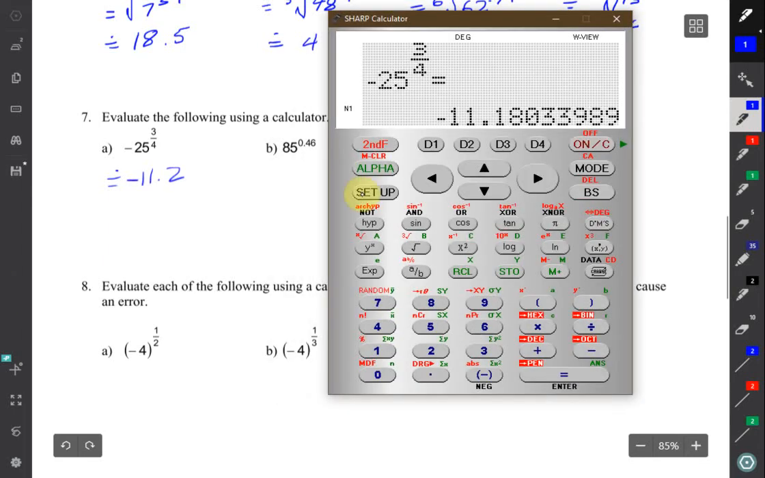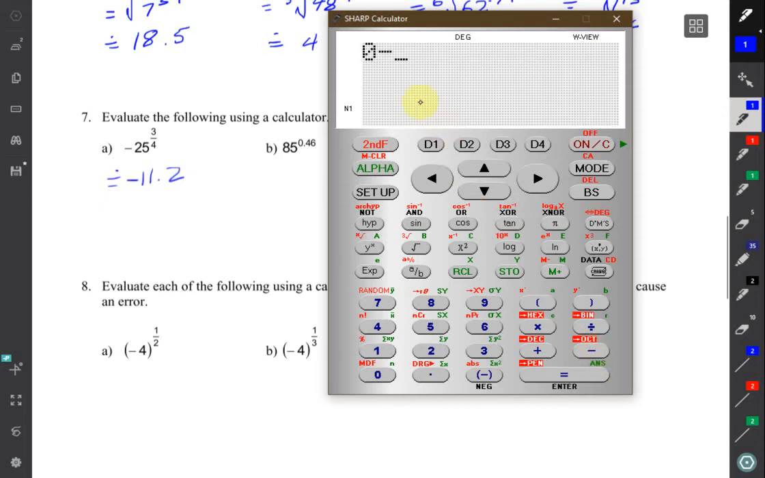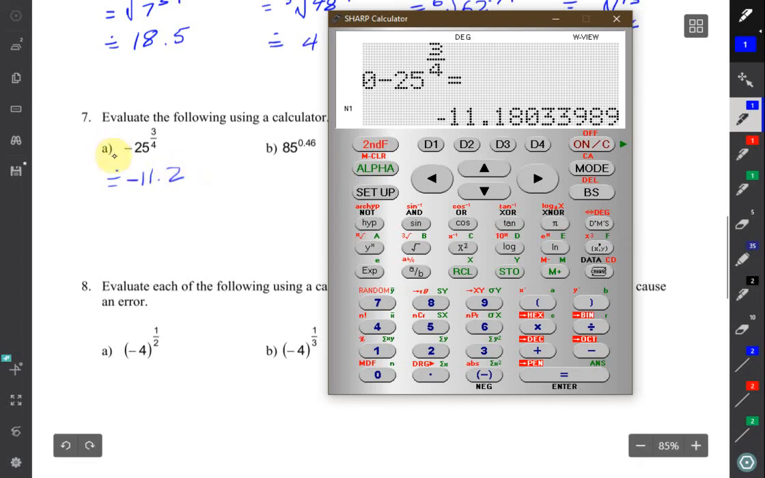you will need to do this a little bit differently. If your calculator is grouping this minus with that 25, you'll have to either take into account that minus or use the other minus button here. So you could go minus, and notice it puts 0 minus like it's a subtraction, 25 to the exponent 3 over 4. And this will also give you the right answer of minus 11.2. Or like I said, you can simply do 25 to the 3/4 and then know that there's a minus in front because there's no bracket around these.